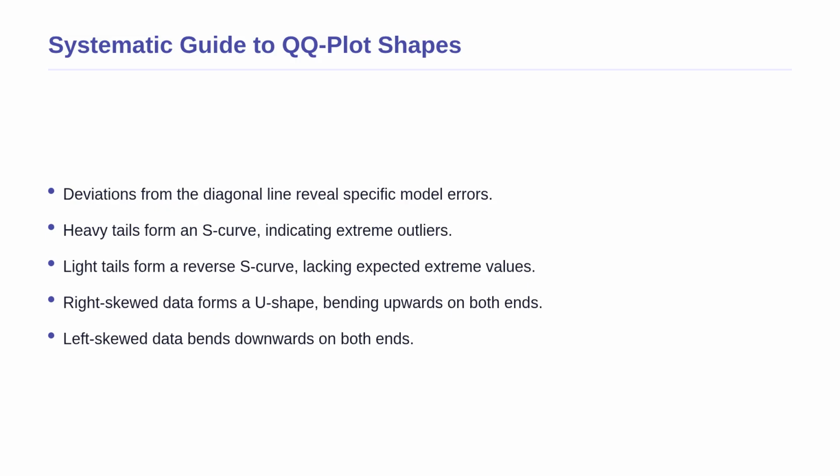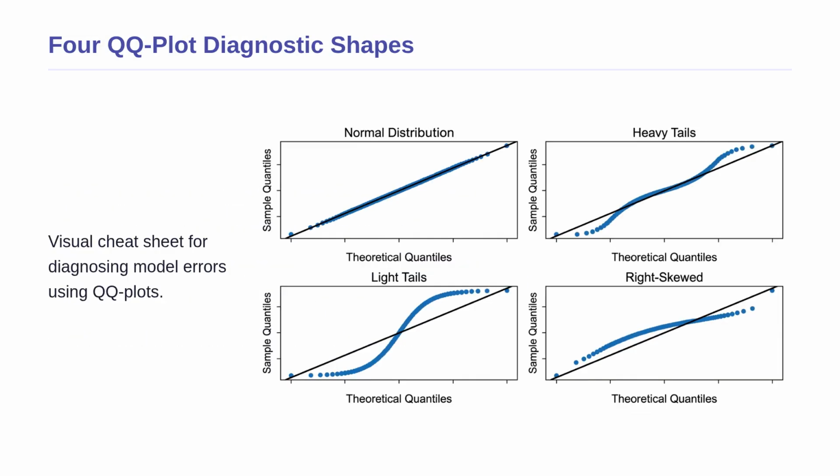Tail problems create an S-curve shape. Heavy tails mean there are far more extreme outliers than expected, while light tails mean the data is too tightly clustered. Skewness creates a one-sided curve, often looking like a U or J shape, indicating a long tail stretching into positive or negative numbers. Here we see a visual cheat sheet for diagnosing model errors.